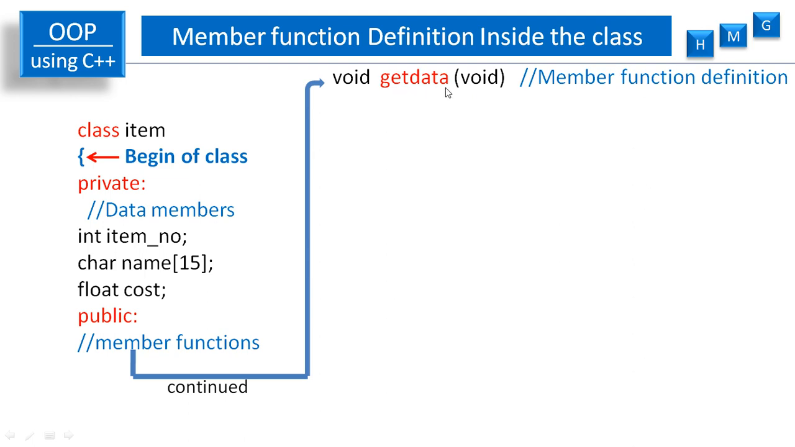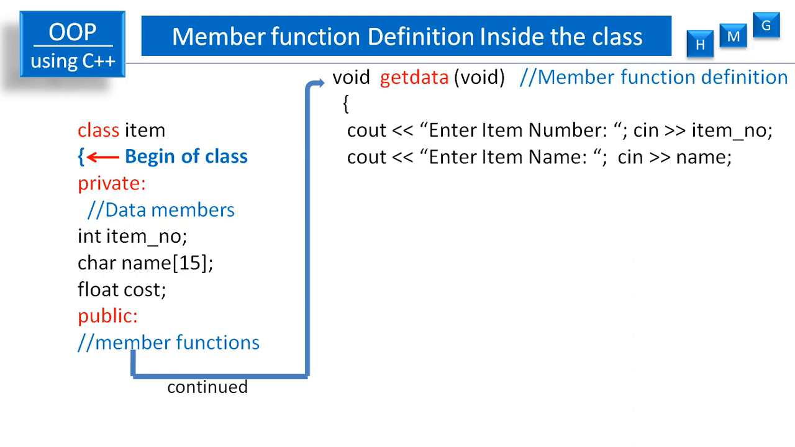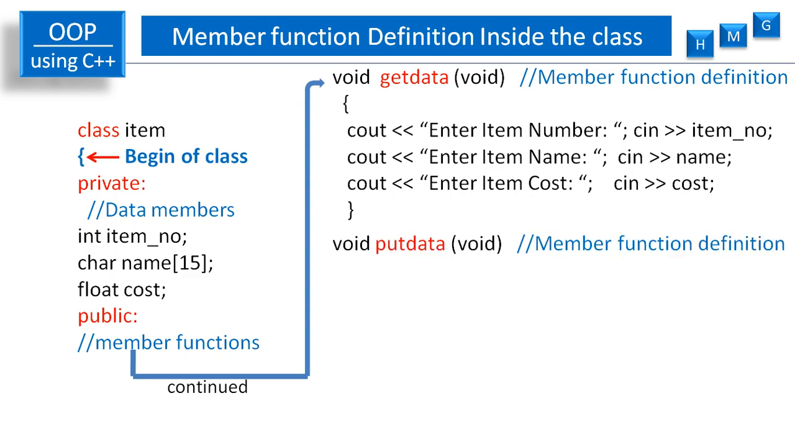The function is get data. Now write the code of get data. In the code, that is the function body, I will accept the value of item number, accept the value of name of item, accept the cost of item in the function body. So like this, here I have defined the get data function code in detail.